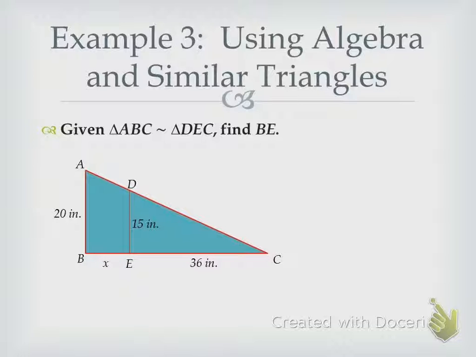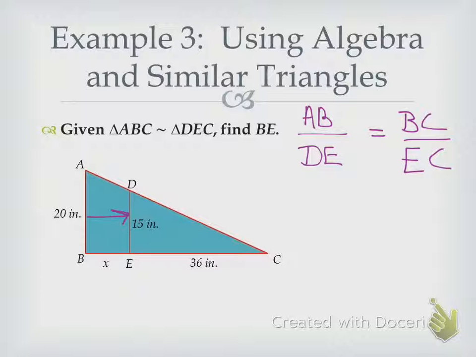So here's how we would do it. We start with the larger triangle, triangle ABC. Okay, what is the height? What side is the height? Side AB. And what side is the base of the big triangle? BC. B all the way to C. Okay? B all the way to C. All right, now what is the corresponding side to side AB? DE. What is the corresponding side or the base of the small triangle? It would be EC. Okay?